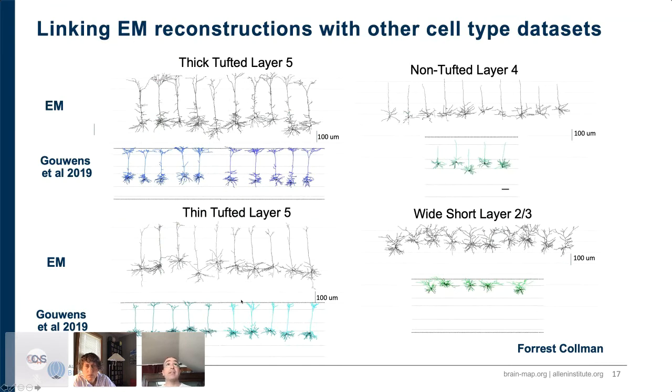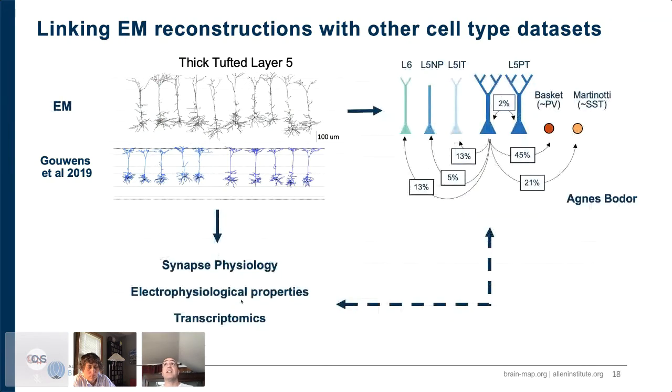And that allows us, for these other cell types, and I'll pick here the thick tufted layer 5 cell, to go from the EM side and get their connectivity. And you can see here the percentage of synapses that layer 5 thick tufted cells form with other cell types. So they form 2% of their synapses with each other, 13% of their synapses with layer 5 IT. And very surprising to us, actually 75%, or about 2/3, of the synapses are formed with inhibitory cells, despite most of the neurons around them being excitatory.